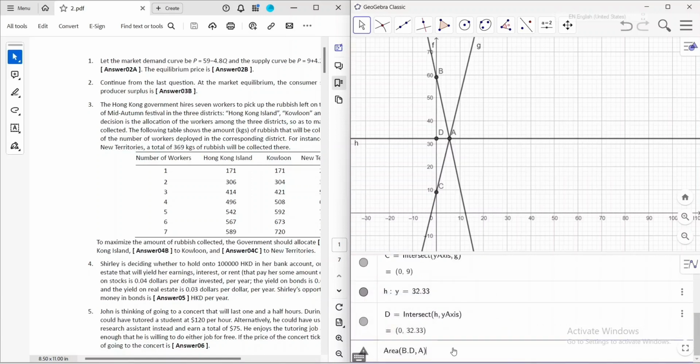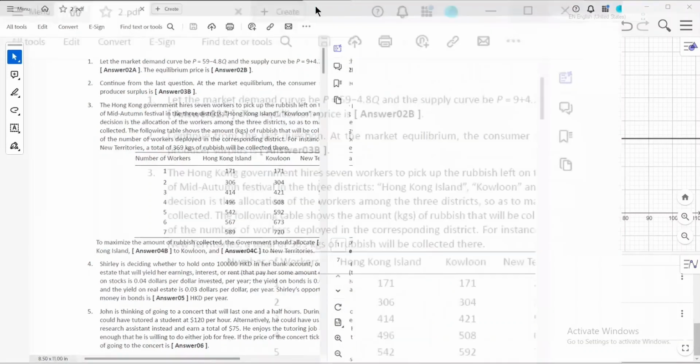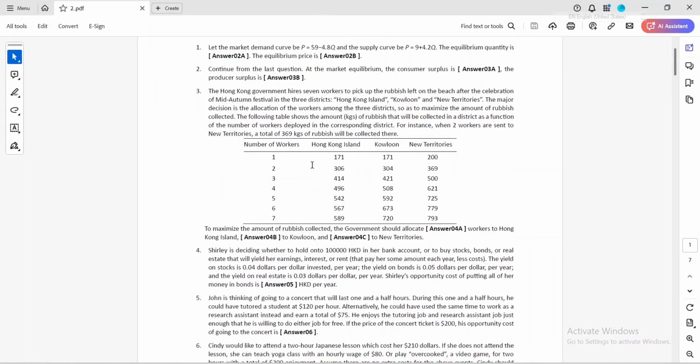Okay, area here, it should be a comma. Okay, so consumer surplus is 74.07, and area DCA, the producer surplus, is 64.81. So this is the answer to this question. Let's move on to the next question.